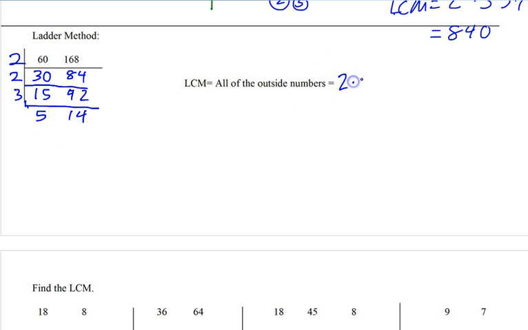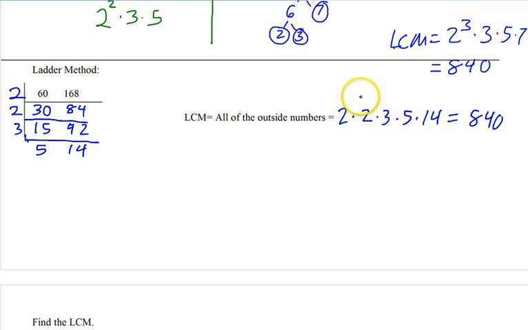So if we take those numbers and we multiply them together, you get the LCM. And if you notice, those are the numbers we have. It's 2 times 2, and then there's another 2 and 14. There's our 3 2's, a 3, a 5, and then the 7 from the 14. It's the same way of getting the same answer. It's just a different method.